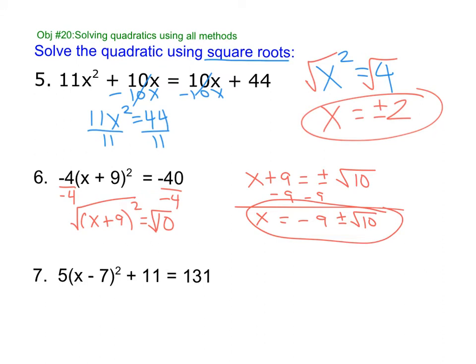All right. And then number 7. Just like number 6, we isolated our parentheses squared. So we need to isolate our parentheses squared here. So we have two numbers outside the parentheses. We have our 5 and our 11. Which one do we do first? Whenever we solve, we add, subtract first.